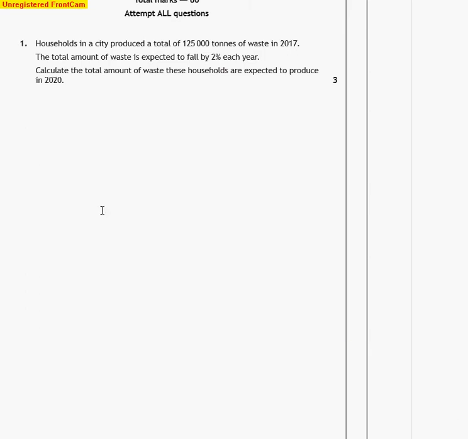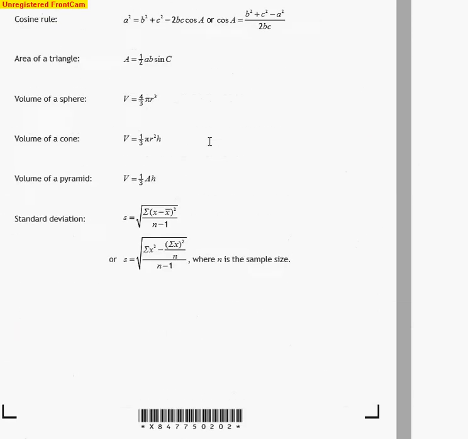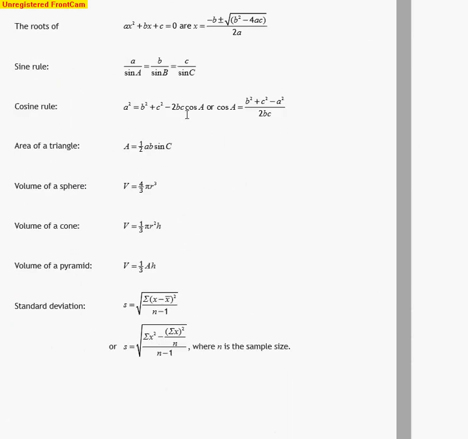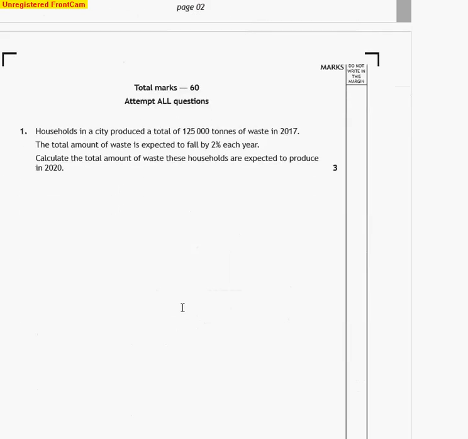Okay, the calculator paper for 2018. The first thing I will say when I start these papers is just have a look at your formula sheet. Remember, there's a lot of good stuff in here, and also know your calculator as well.